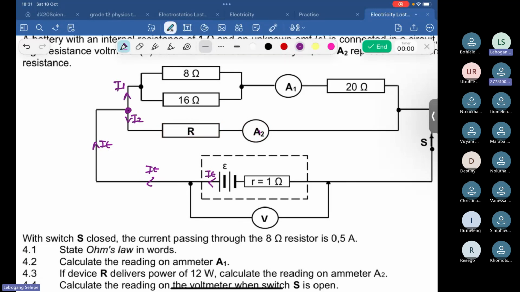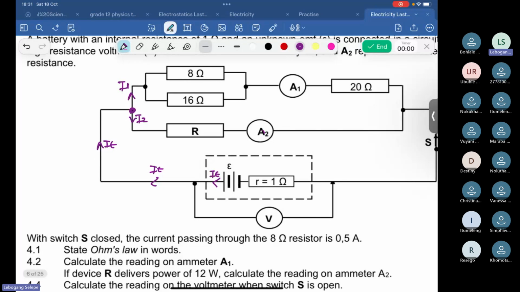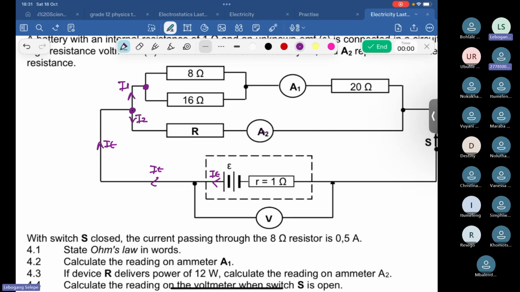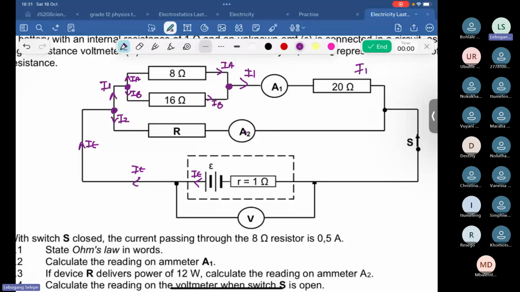Then look what happens when it gets on top. I1 would further divide into IA and IB. IA will pass through the 8 ohm resistor, and IB passes through the 16 ohm resistor. Then they combine here again to give us I1. Then I1 passes through the ammeter A1, and it also passes through the 20 ohm resistor as well.